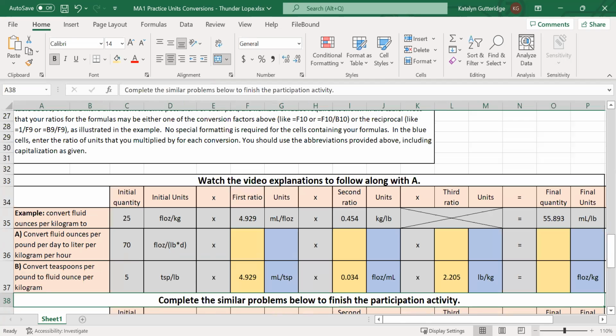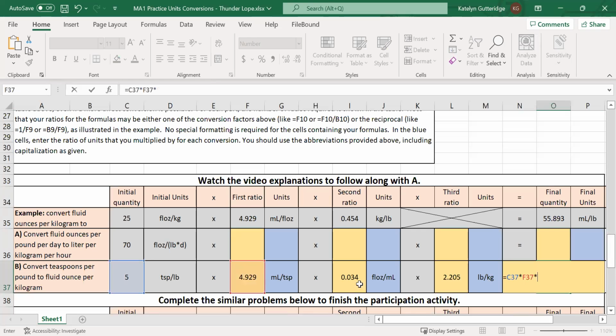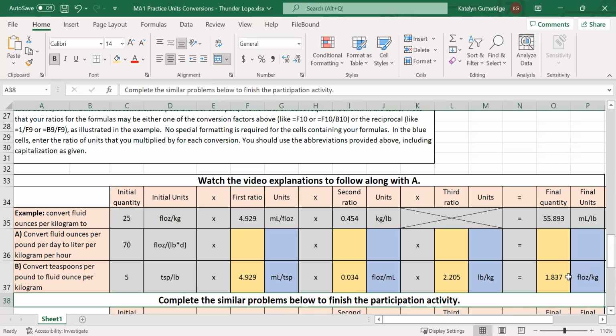Now that I've got my gold cells lined up, I've got all my blue cells filled in. Now we can get to the final answer. We've already decided on what we're dividing in the steps. So when you get to the final answer, you want to multiply everything together. Make sure you do not forget the initial units. So I'll start with my equal sign. I'll find the initial quantity in the gray cell, click on that first, and then multiply by all of my gold cells, making sure I click on each of them to get that cell reference. You're going to multiply all the way through, and then once you run out of all of your ratios, hit enter, and your final answer will appear in the cell.